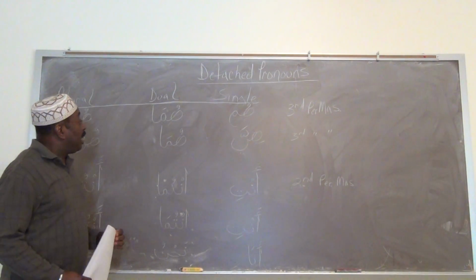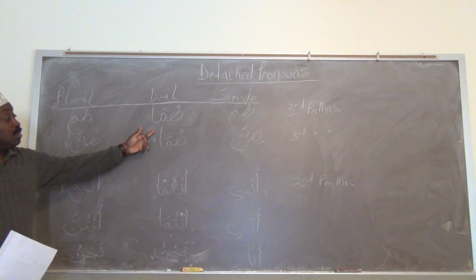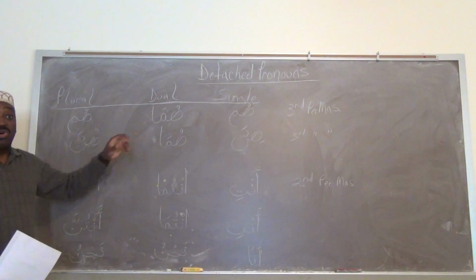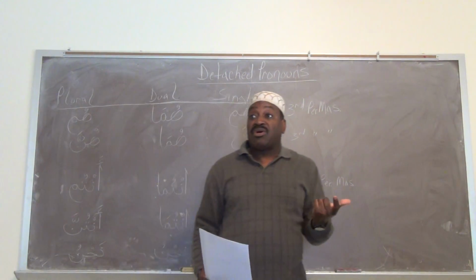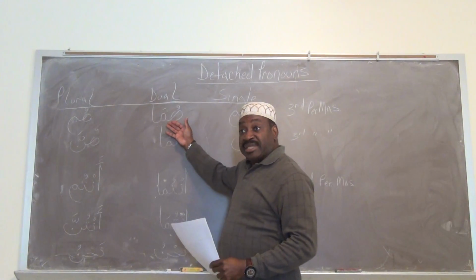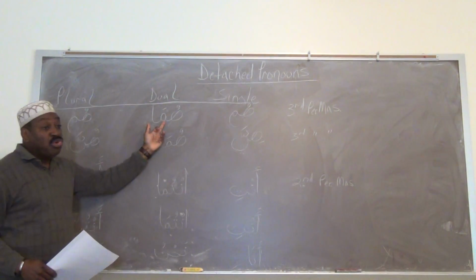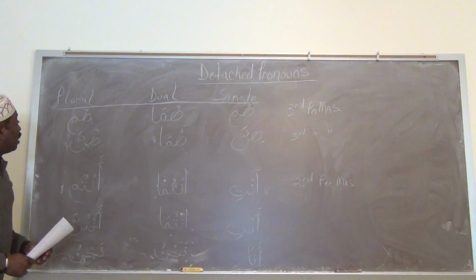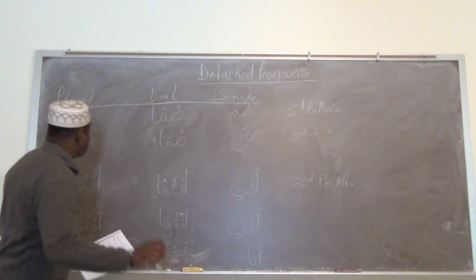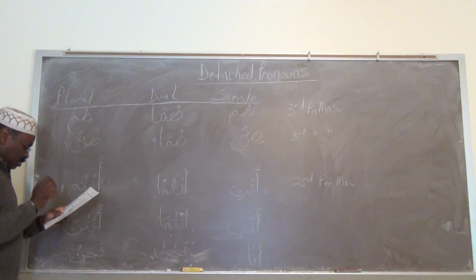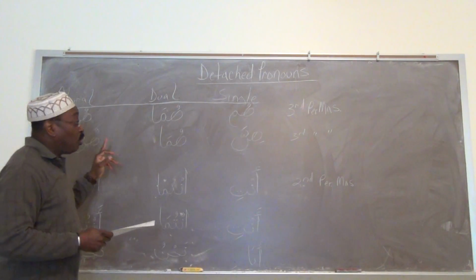Huwa. And the dual for that is what? Huma. Dual. So when we look at some examples in the Quran, these examples are actually denoted in the Quran as well. So the dual form is Huma. And then what is the plural? Hum. Okay? So what does hum mean?